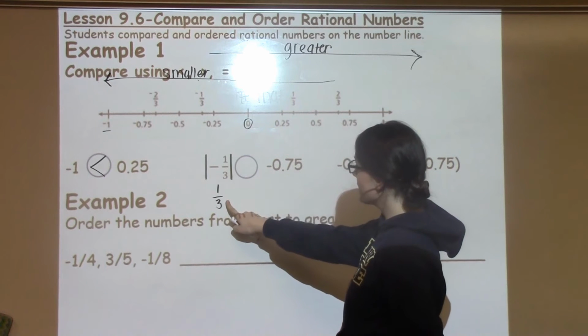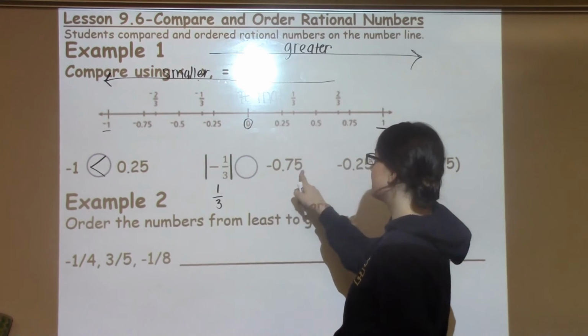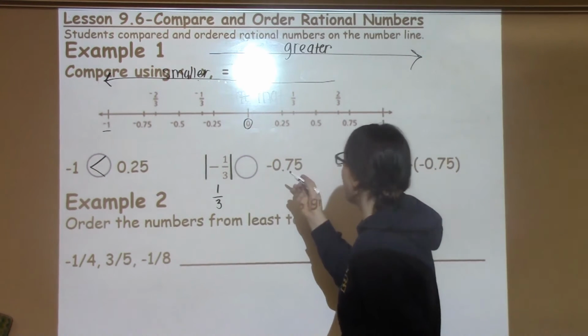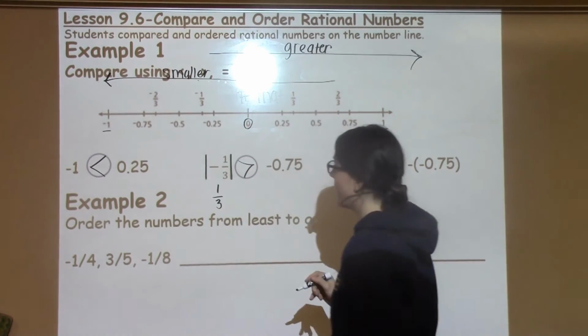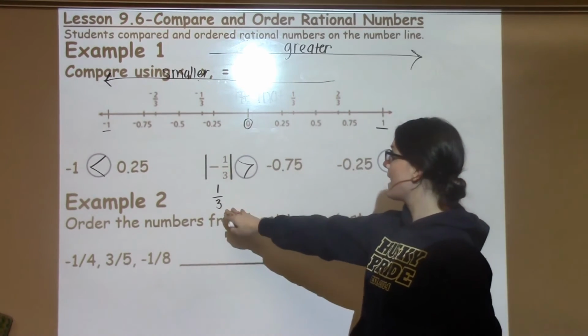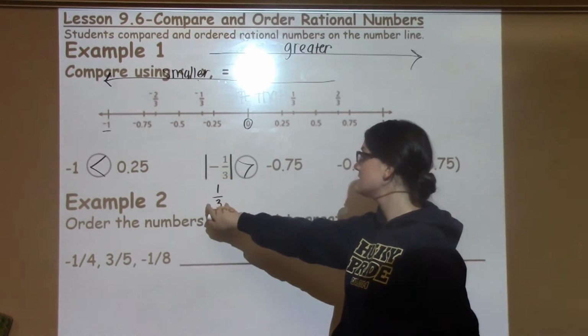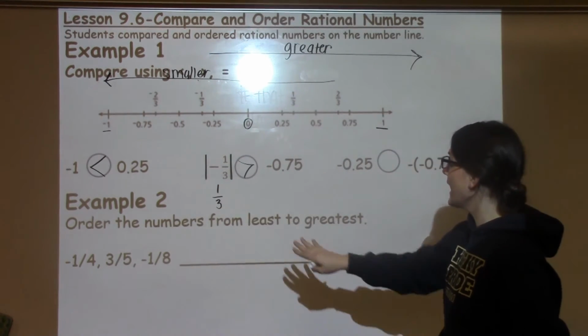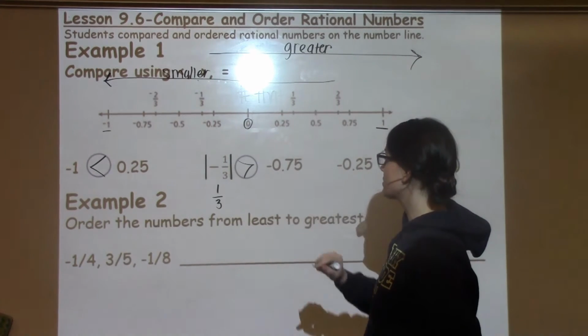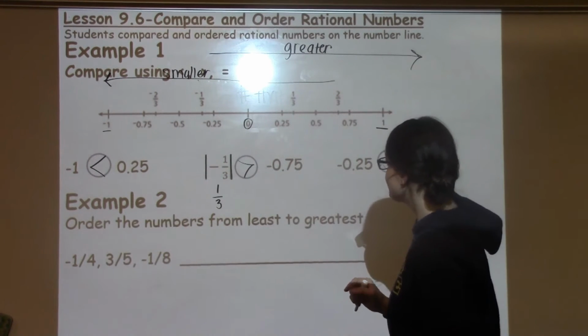So now I have 1/3 and -75 hundredths. So I would be able to not have to think about that very much because I'm able to see that this is now positive because of those absolute value lines. This becomes a positive number, and so it is automatically larger than -75 hundredths.